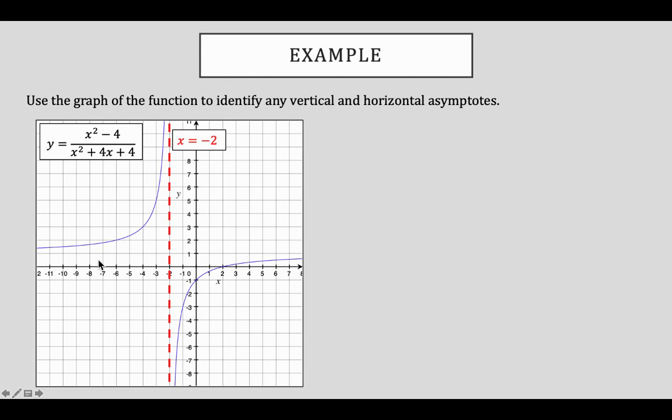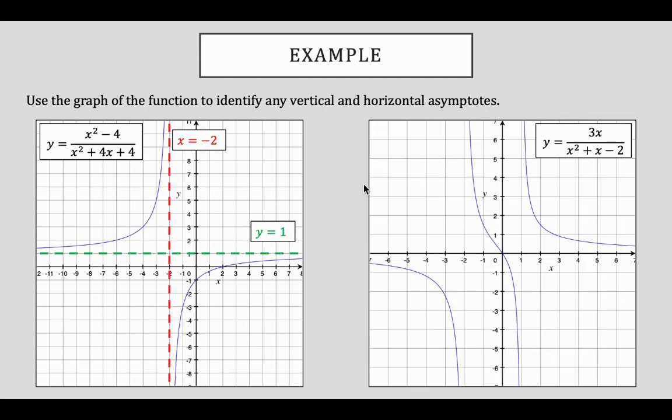Because our graph approaches 1 as the function goes to the left and to the right, we can say that we have a horizontal asymptote at y equals 1. All right, a couple things to make note of here. Asymptotes are always written as equations of lines. They are not numbers. So this is the vertical line, x equals negative 2, and this is the horizontal line, y equals positive 1. Make sure you are labeling your vertical and horizontal asymptotes appropriately as equations of lines. If you do not write them as equations of lines, you will not receive full credit. Please pay careful attention to that.